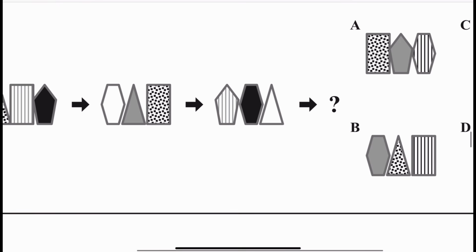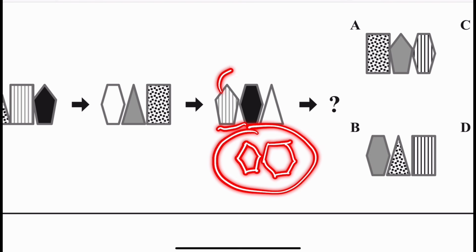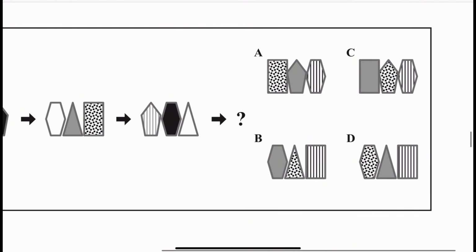So, using the logic, where would this hexagon end up? It would end up on the far right. So it should look like something like this, okay? And you have your pentagon in the middle because this is how these two will move, okay? So your pentagon should be in the middle and the hexagon should be on the right. Which ones don't have that as your answer?